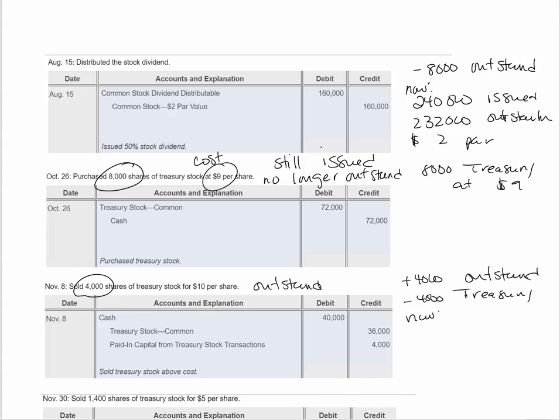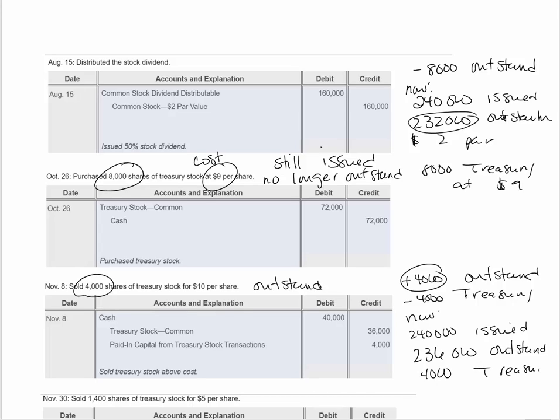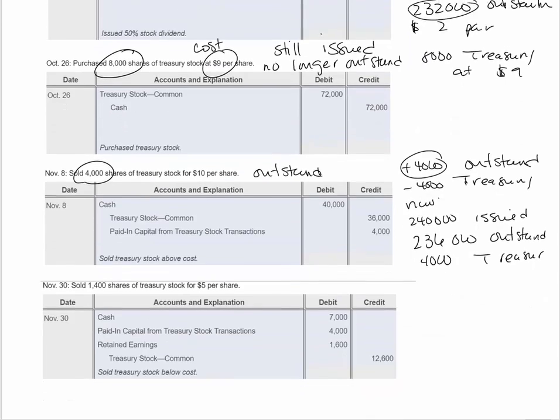So now our new totals, we still have 240,000 issued. We have the 232 plus 4,000, so we now have 236 outstanding. And our treasury stock goes down to 4,000. So we added 4,000 to the outstanding: 232 plus 4 gives us 236. We subtracted 4 from the treasury. So 8 minus 4, we've got 4. So that's our new totals.